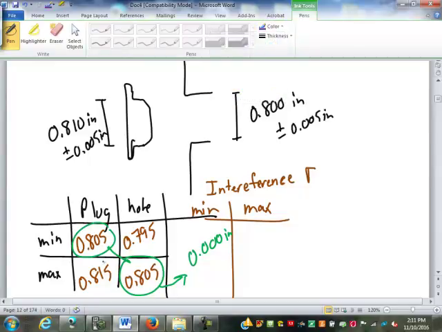Our maximum interference is when the plug is large and the hole is small. What's that going to end up being? 20 thousandths. That's probably about right. Might be a little bit of a tight fit, but it's about right.